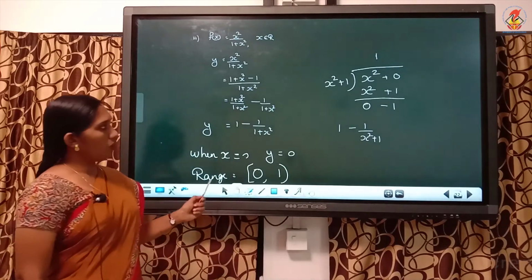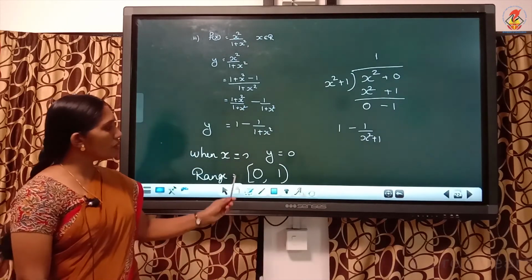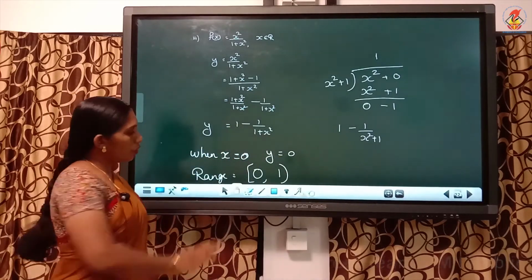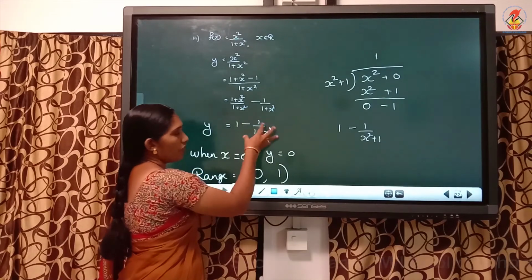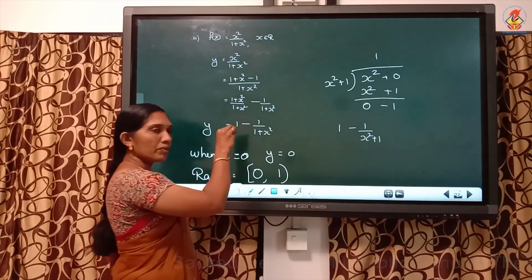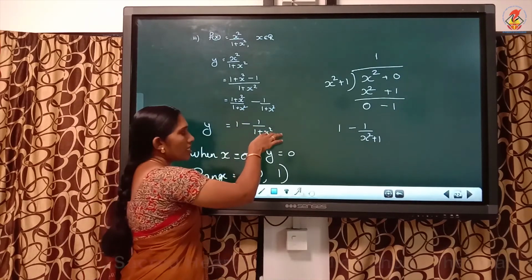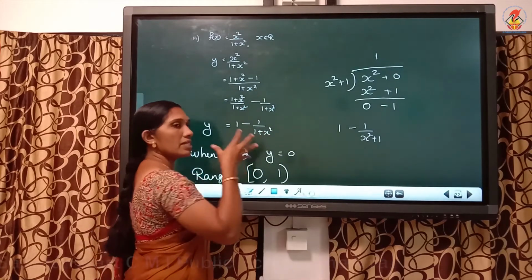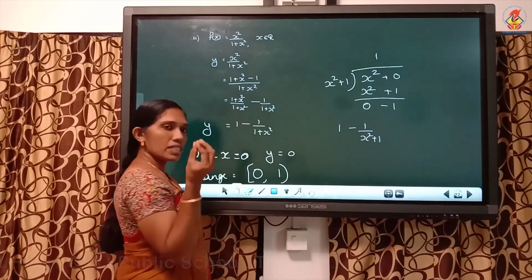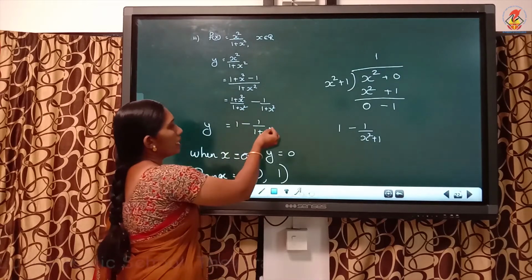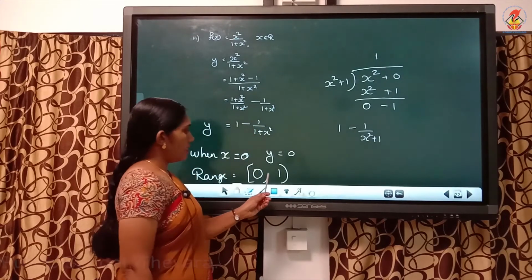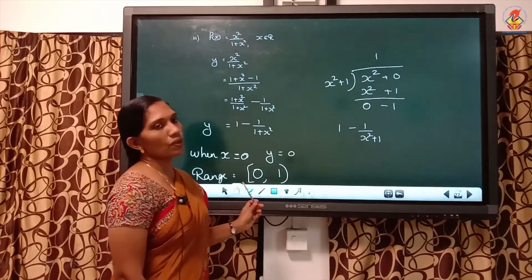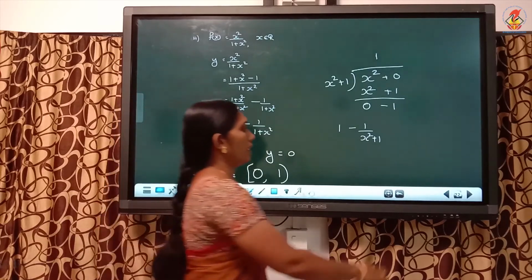So range is 0 to 1. 0 is closed. When x is 0, you will get y as 0. But you won't get 1 when you put x as any number. If x is 100, its square is 10,000, plus 1 is 10,001. 1 by that is a very small value. 1 minus that is less than 1. So like that, the range is 0 to 1. 0 is closed, 1 is open.